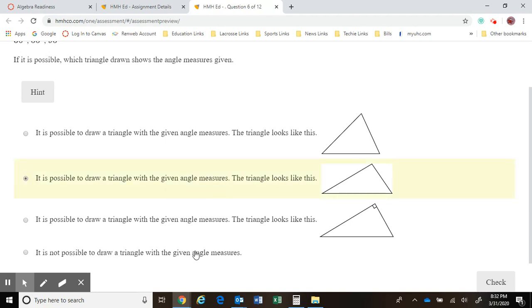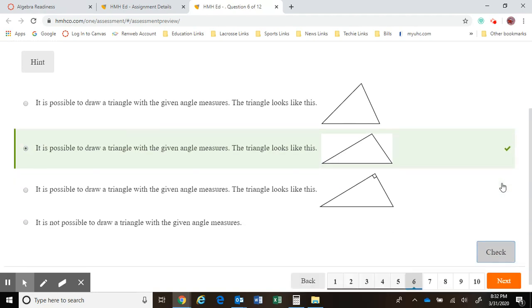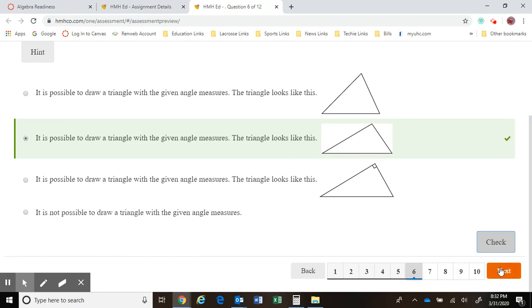Of course, the last one says not possible. Let's check it, and we're good. Let's move on to question 7.